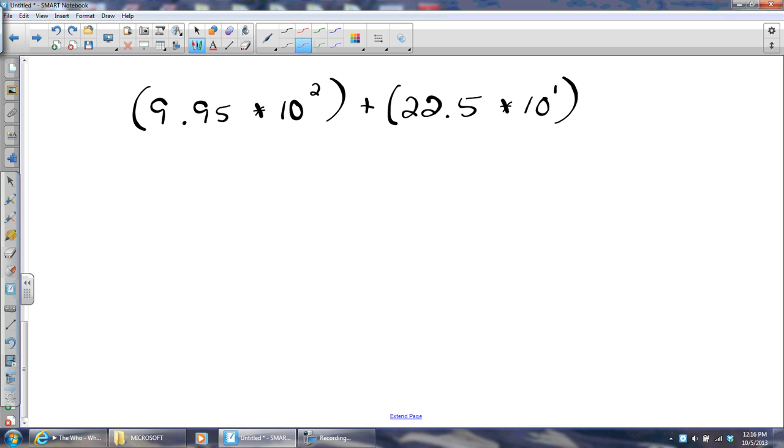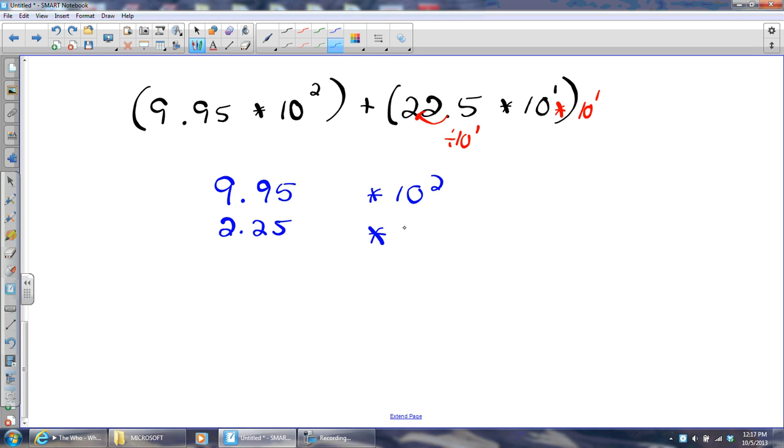Okay, my exponents don't match. I'm going to multiply by 10 to the 1st, right? Divide by 10 to the 1st. And so my new problem is this. Just spacing it out a little bit. Okay. Believe that's right. Do I have a mistake there? No, I think I'm doing this okay.